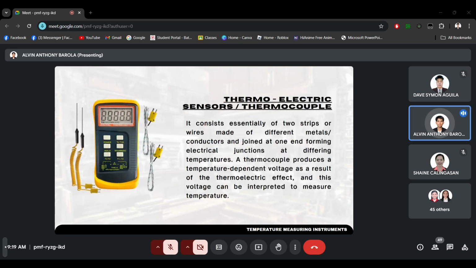Bale, yun pong dito po sa electric sensors, yun po yung present kaninang video. Bale, it consists essentially of two strips or wire made of different metals, conductors, and conjoined at one end, forming electrical conjunction at differing temperature. A thermocouple produces a temperature-dependent voltage as a result of the thermoelectric effect, and this voltage can be interpreted to measure temperature.